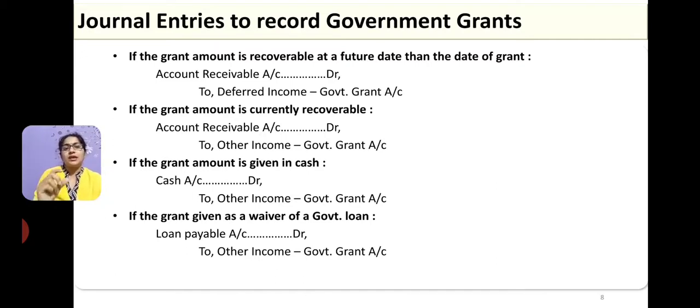So, likewise, any grant which is received either in the form of cash or in the form of asset should be recorded as other income. Only if the grant is going to be received on a future date, then I record it as deferred income. So, these are some of the common journal entries which you can expect for recording the government grants.